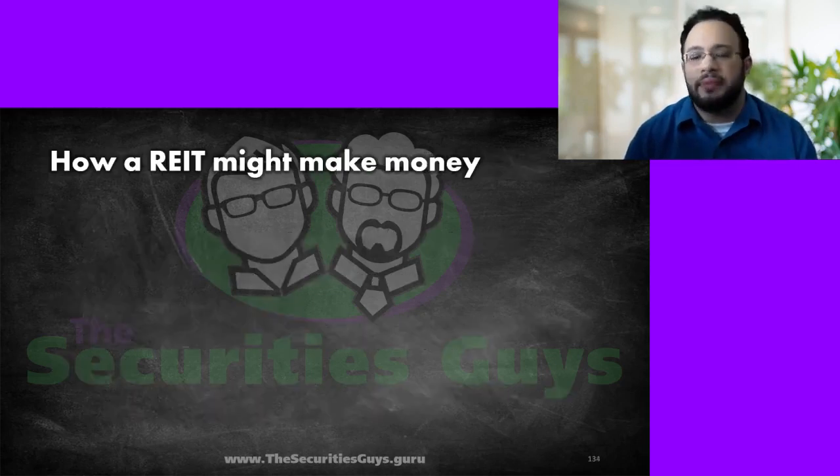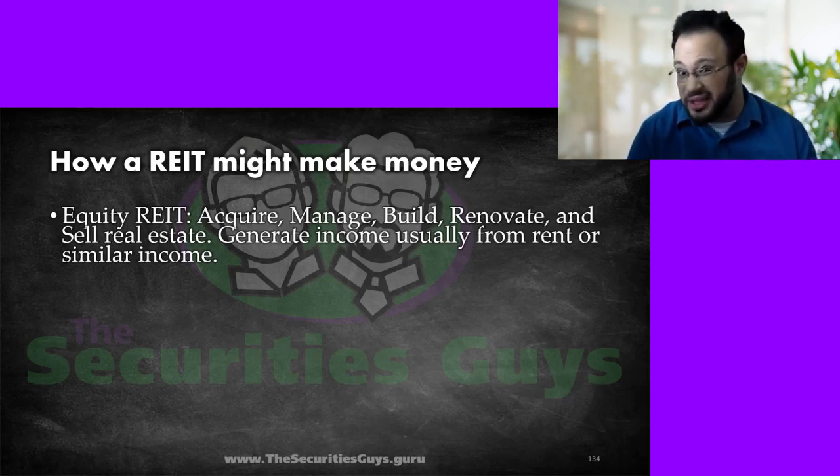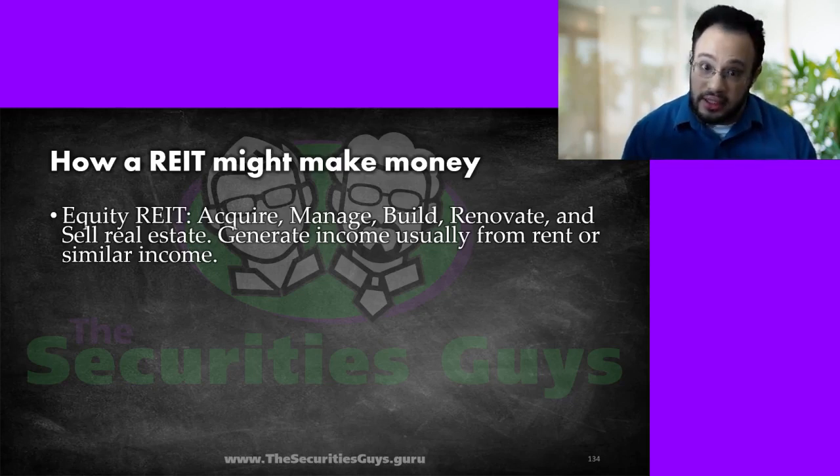How a REIT might make money? Well, a REIT might make money as an equity REIT. That is one that acquires, manages, builds, renovates, and sells real estate. They generate income either from rent, similar things like that, or since they're buying and selling real estate, maybe simply from appreciation. Maybe they're just going and flipping houses. That's what this REIT does, is it goes and flips houses. It acquires, it then manages the real estate, it builds on it, it renovates it, and then sells it for a profit.